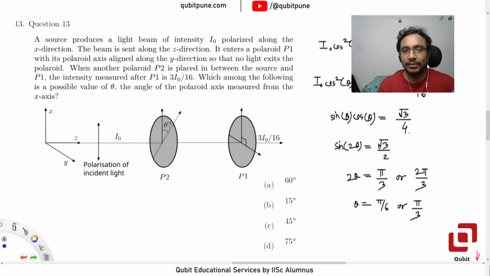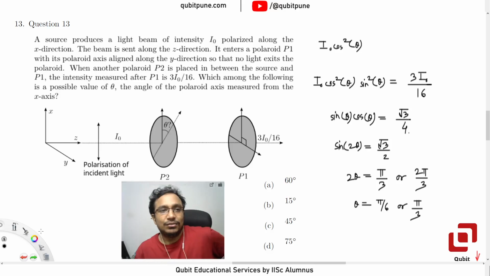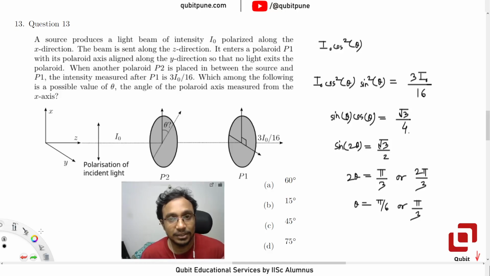Question 13. Anyone with question 13? This was also nice. Okay. There was a NEST PYQ similar to this. A source produces a light beam of intensity I0 polarized along the x direction. The beam is sent along the z direction. It enters a polaroid P1 with its polaroid axis aligned along the y direction so that no light exits the polaroid. When another polaroid P2 is placed in between the source and P1, the intensity measured after P1 is 3 I0 by 16. Which among the following is a possible value of theta, the angle of the polaroid axis measured from the x-axis? काफ़ी आसान प्रॉब्लम है.